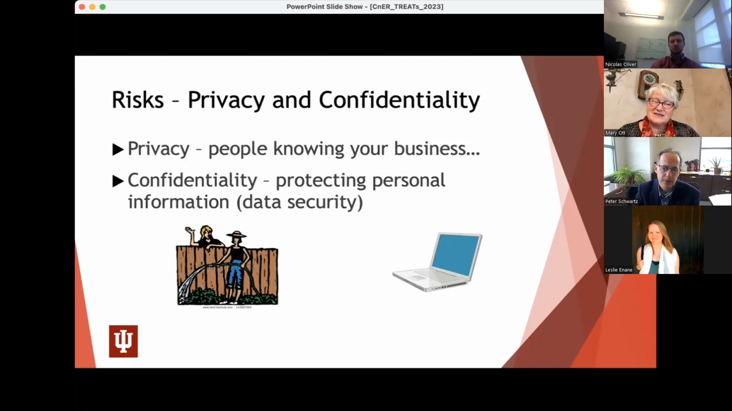Privacy has to do with, that's the two individuals talking over the fence. It's like people knowing your business, but by virtue of being a research staff member, someone in the community may have access to more information about other individuals in the community than they would normally have. And that information may be stigmatizing or maybe harmful information. And so that requires a lot of intensive training and a lot of self-awareness on the part of the staff members. The other piece is confidentiality, which is protecting personal information.